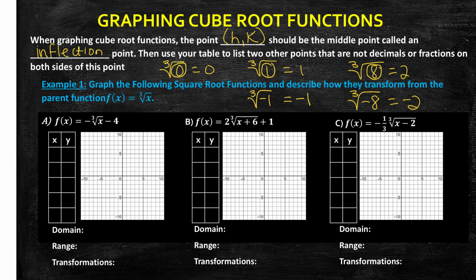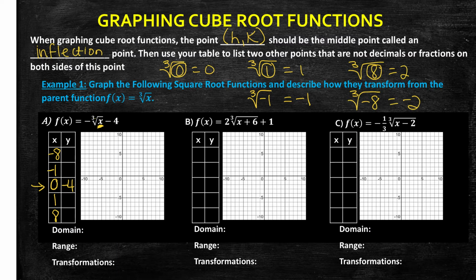Okay, so let's start with this first one, A. So our (h, k), since there's nothing in here with x, then h is going to be 0, and I'm going to put that right in the middle, 0, -4. This is my inflection point. Now I'm going to pick some values on either side of it. So I want this on the inside to equal -1, so I'd want to plug in -1. I also want this on the inside to equal -8, so I'm going to plug in a -8. On the right side, I want this to be equal to 1, so I'm going to plug in a 1, and I also want it to equal 8, so I'm going to plug in a +8. And now just go ahead and do that.